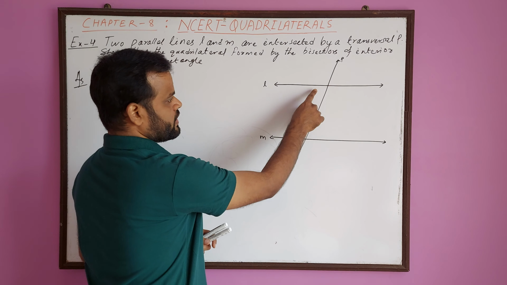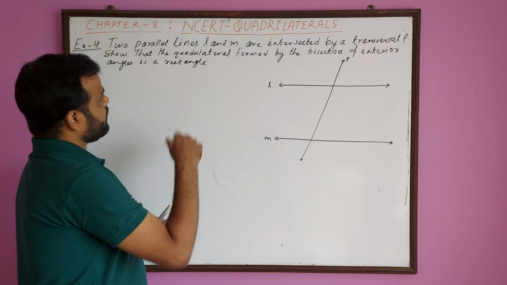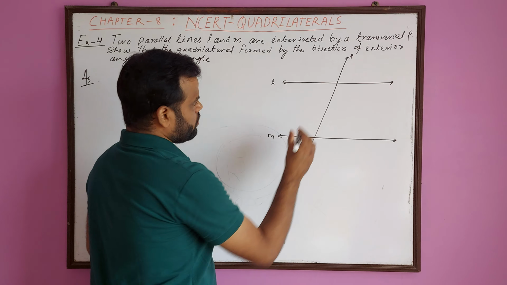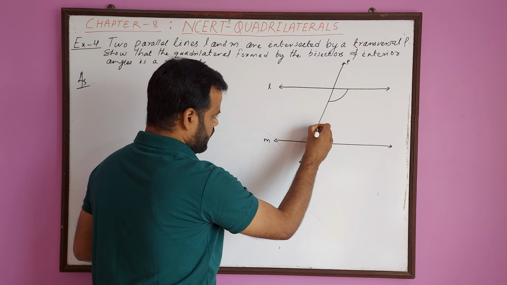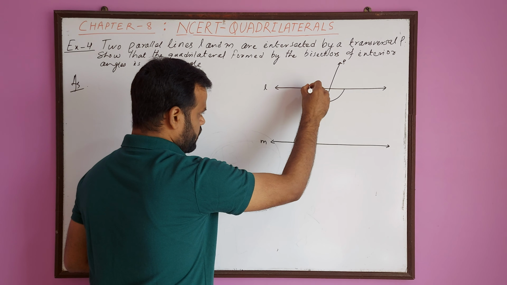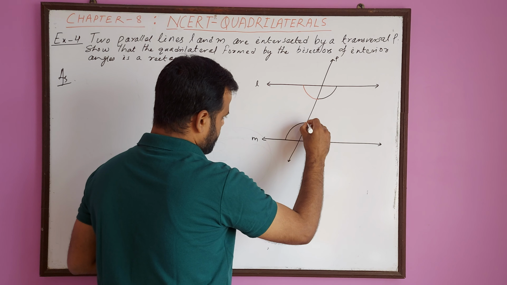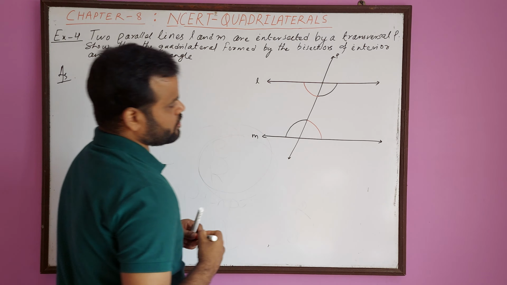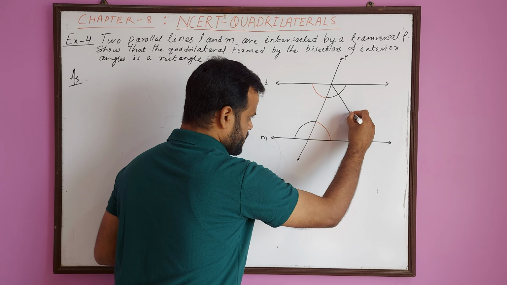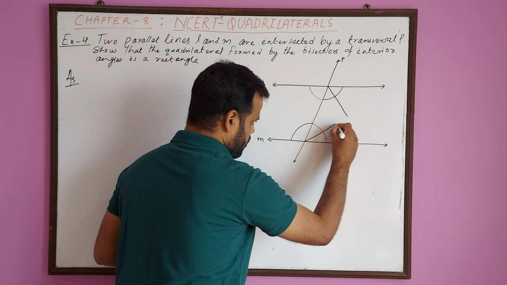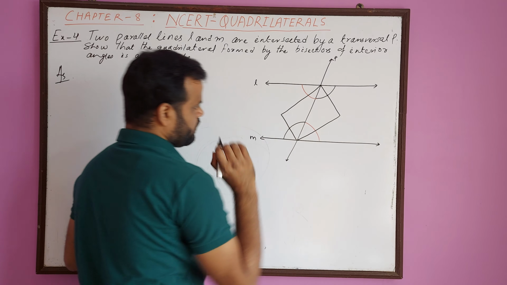So we have four interior angles, this and this. The bisectors of them are forming a rectangle. We have to prove that. So we have this interior angle, this interior angle, this interior angle, and this interior angle. Now the bisectors of them are forming a rectangle. We will draw the bisectors. Let this be the bisector of this, this the bisector of this, this the bisector of this, and this the bisector of this.